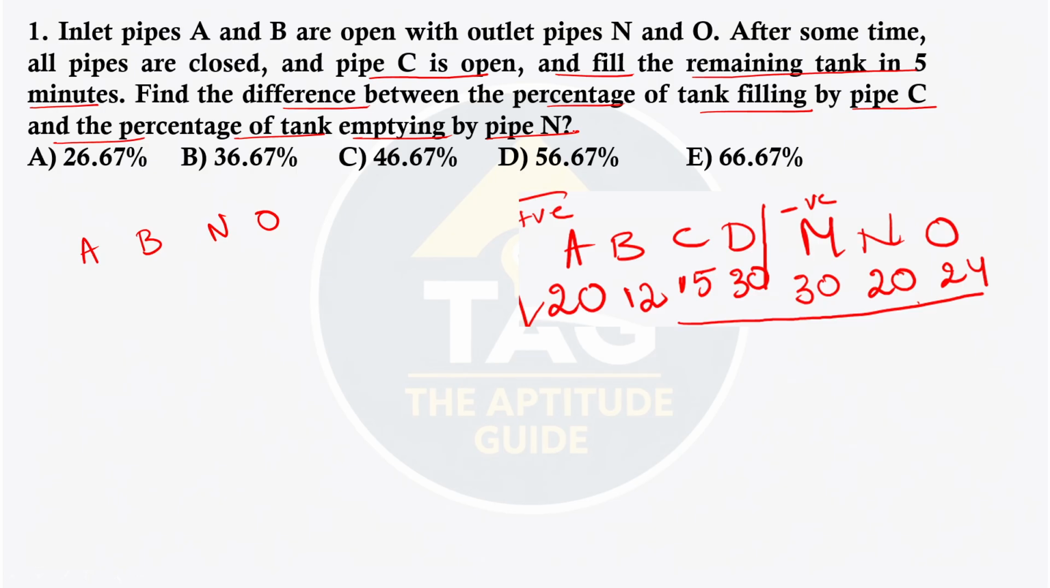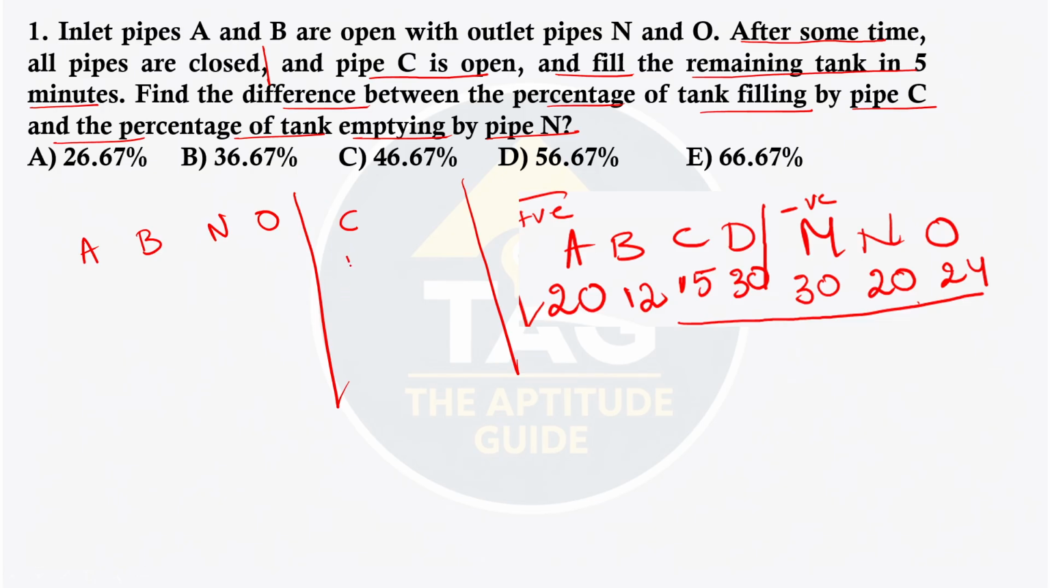Nice question. Now, how should we understand this question? After some time, as we cannot predict how much time these four pipes worked together, but information is provided that all the four pipes are closed at once. They started at once, they closed at the same time. And then pipe C is open and pipe C filled the remaining tank in 5 minutes. From this, we should understand that pipe C is active only for 5 minutes.